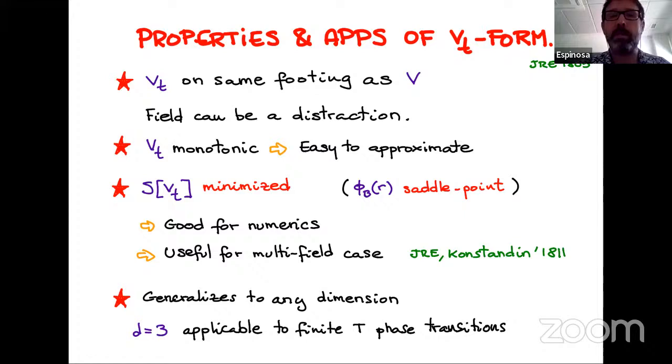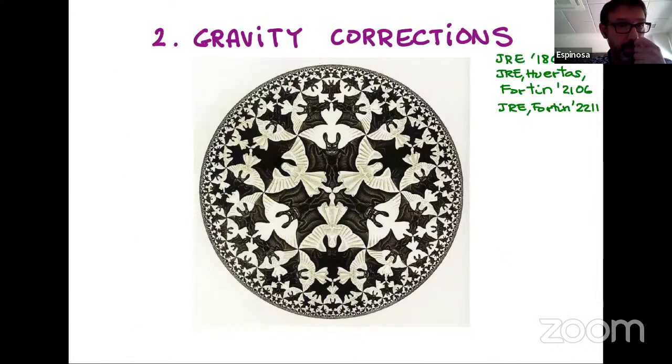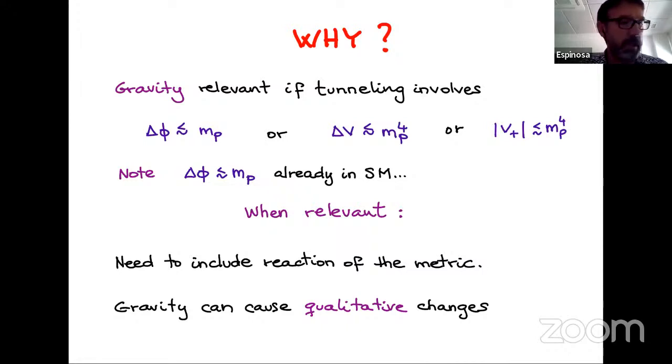Okay. More questions about this? If not, I will move on to discussing gravitational corrections to this vacuum decay process. You might say, okay, I have a vacuum at the electroweak scale or TeV scale. Why should I worry about gravity? It's a relevant question. Gravity will be relevant if any of these things happen: if the difference in the field between the two vacua is not much smaller than Planckian, or if the height of the barrier is not much smaller than Planckian size, or if the energy density in the false vacuum is not much smaller than Planckian. In any of these cases, you have to worry about gravitational corrections.